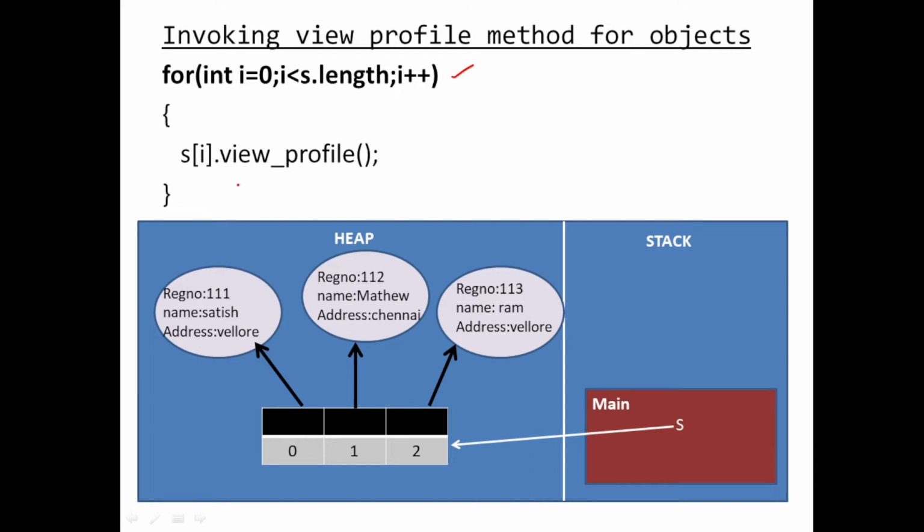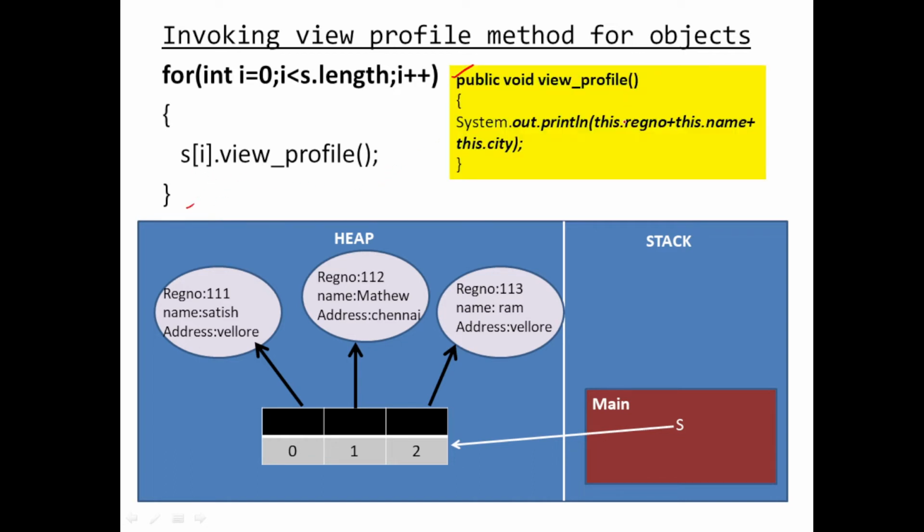Again, you go with the for loop, S of I dot view profile. So what is the view profile method we have coded? This dot registration number, this dot name, and this dot city. So what is the first thing here? S of 0 dot view profile. What is S of 0 dot view profile? Here we have S, here we have 0. So view profile is going to print this dot registration number. So what will this be? S of 0 dot reg number. So it's going to print S of 0 dot name, S of 0 dot address.